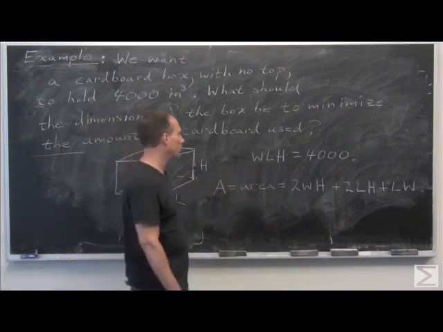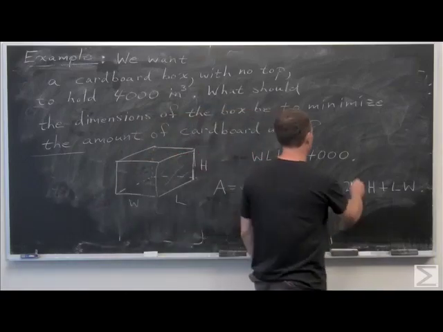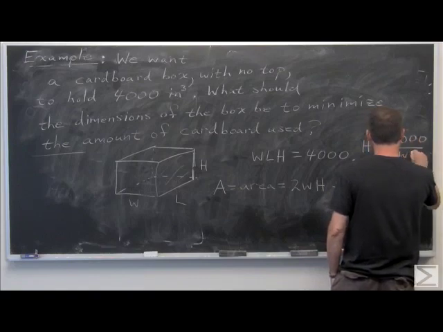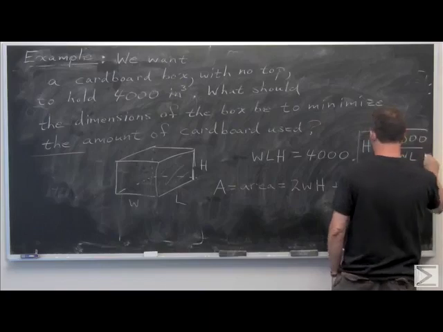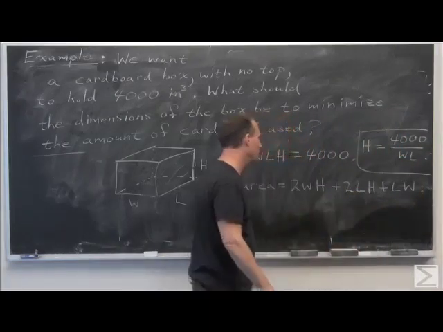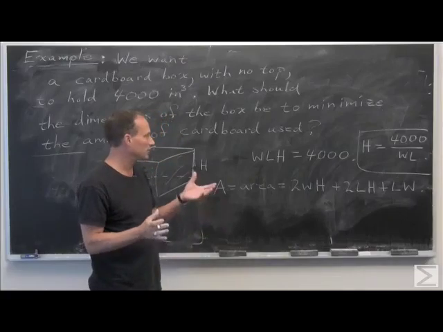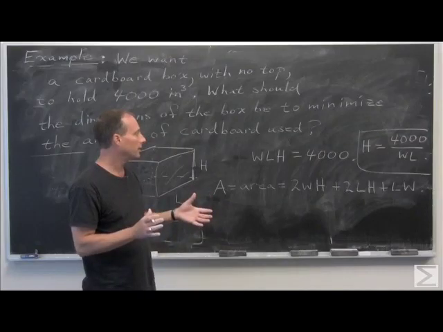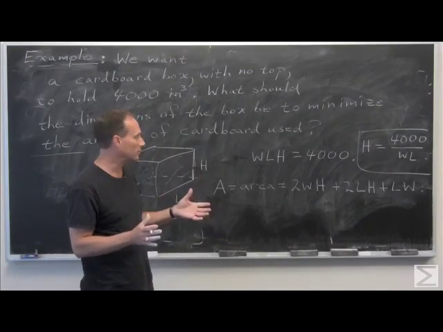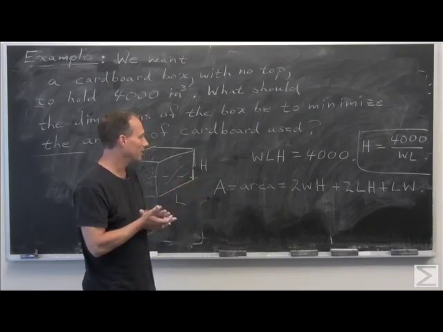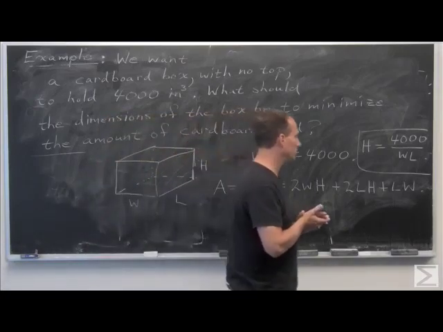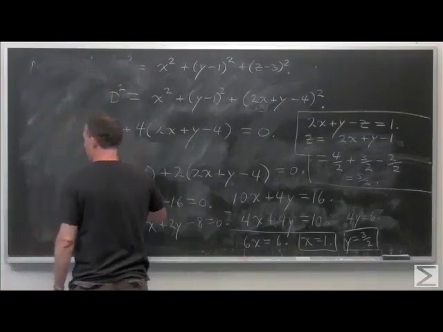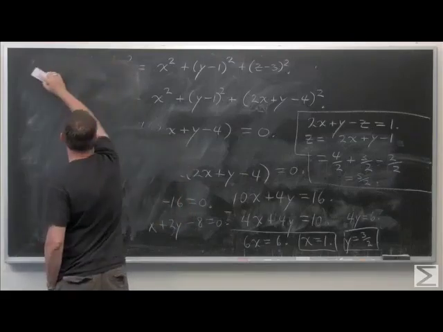So we will solve for H. We'll write H is 4,000 over WL. Then we'll replace the H here and the H there. And then we'll have an area function just in terms of L and W. And L and W will now be allowed to vary independently. So we can just look for critical points. There won't be a boundary anywhere, and we'll see that we only find one critical point. When I say there's no boundary, it's because we don't want any of the dimensions to be zero. We wouldn't have a box.